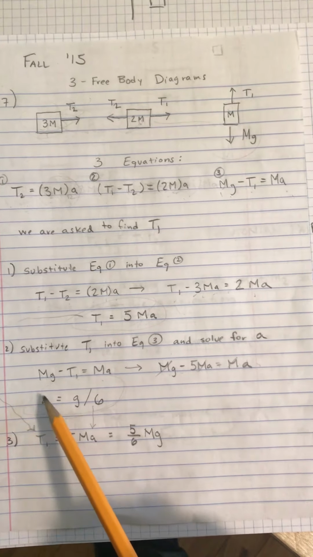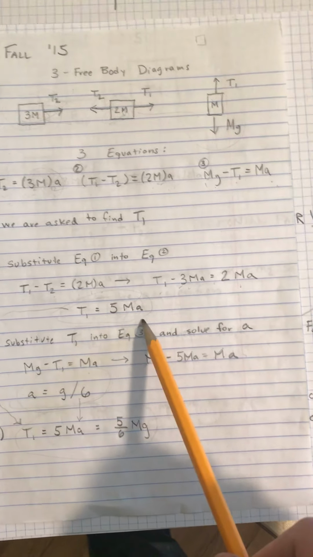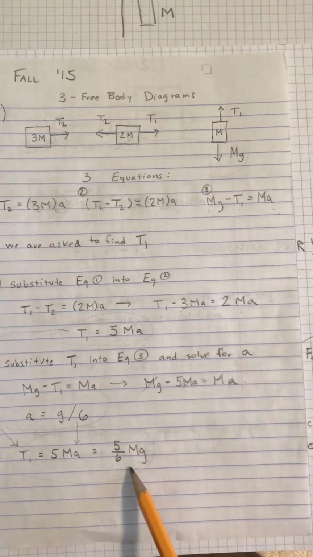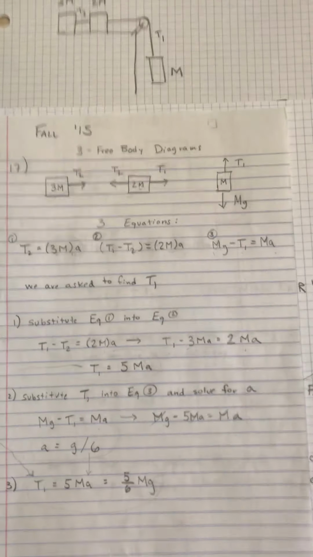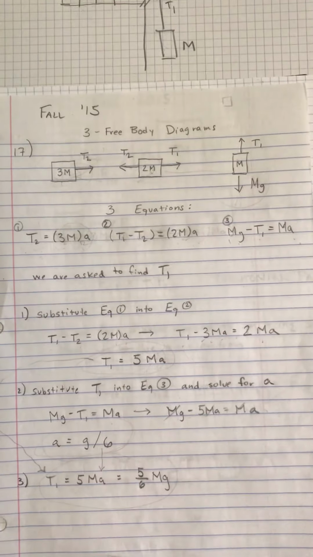Now we know what a is, we can substitute it back into this equation, and we get that T1 equals 5ma, which equals 5m times g over 6, which is 5/6 mg, and that is our answer. It is C, 5/6 mg.